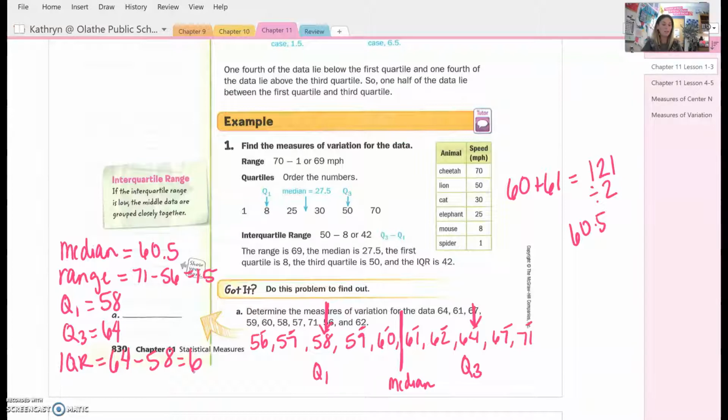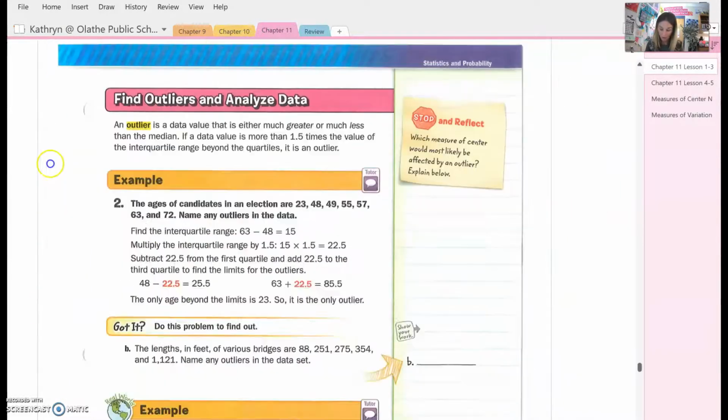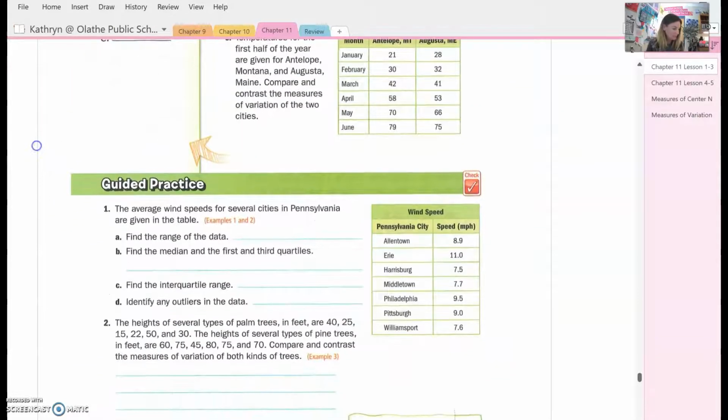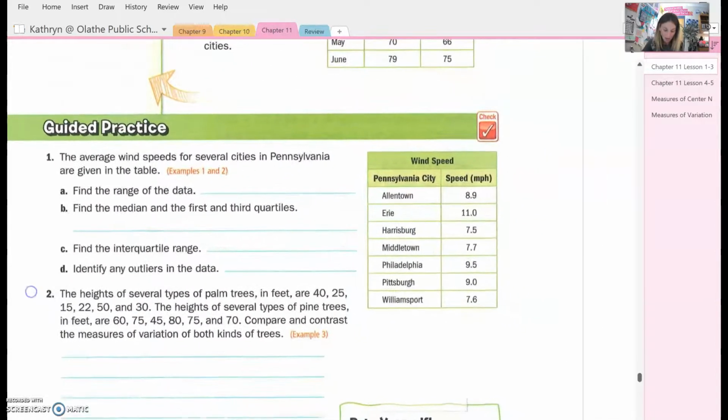Now here's what we're going to do. We are going to skip the next page on outliers and go to another practice problem. So flip over to this set of data right here, and we are going to find the range, the median, the first and third quartiles, and the interquartile range. It says the average wind speeds for several cities in Pennsylvania are given in the table. First thing we're going to do is put these in order from least to greatest.